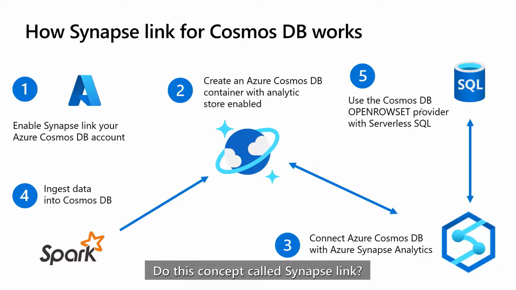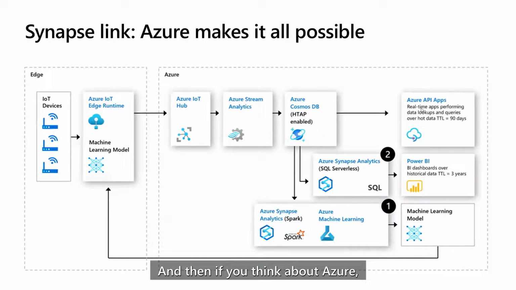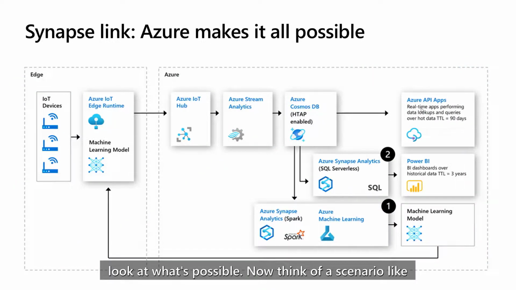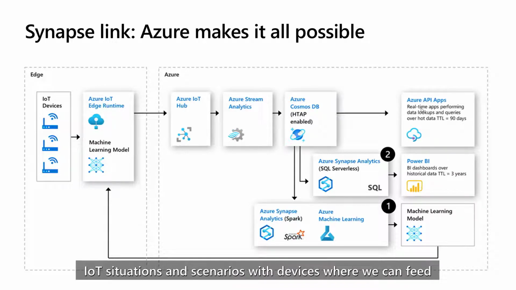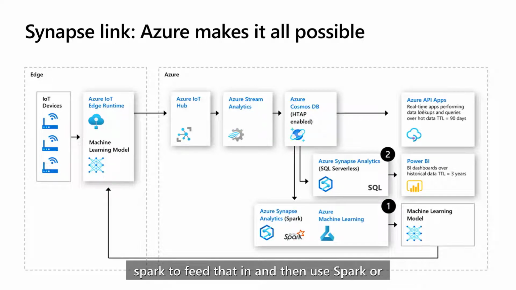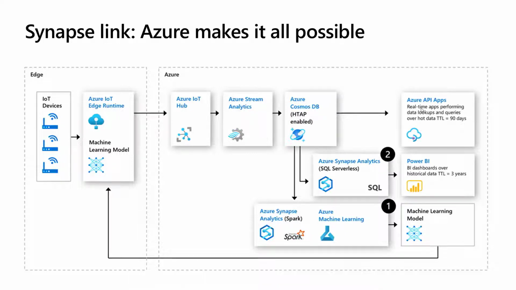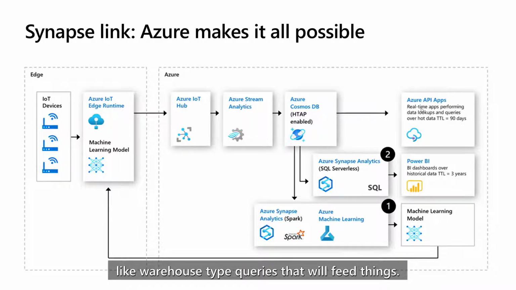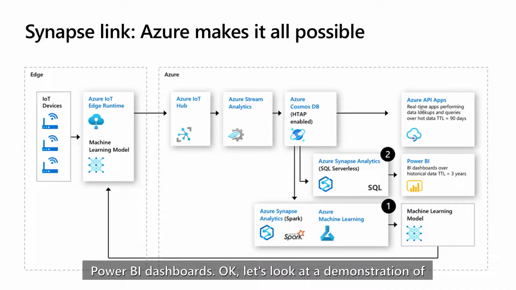And then if you think about Azure, look at what's possible now. Think of a scenario like IoT with devices, where we can feed data into Cosmos DB from IoT streaming, or even use Spark to feed that in, and then use Spark or serverless SQL to go after the analytics store data. I could do machine learning models on the data itself in the analytics store, or I can just run warehouse-type queries that feed things like Power BI dashboards.